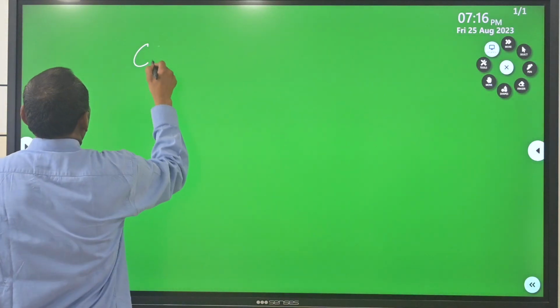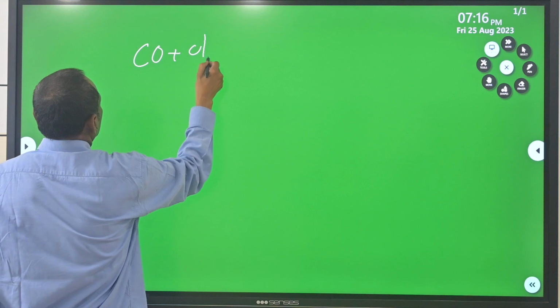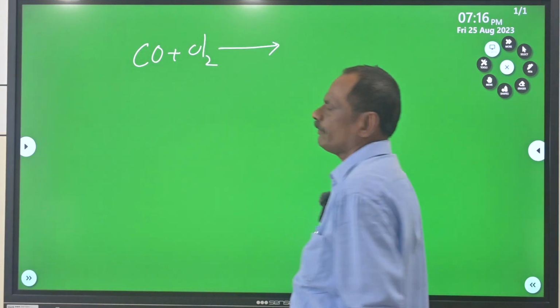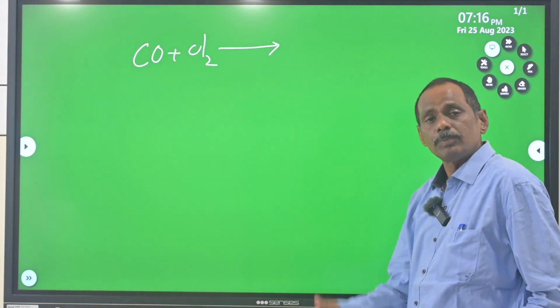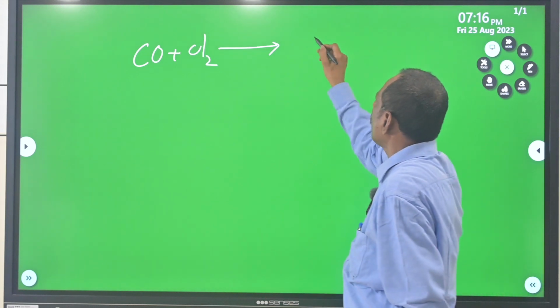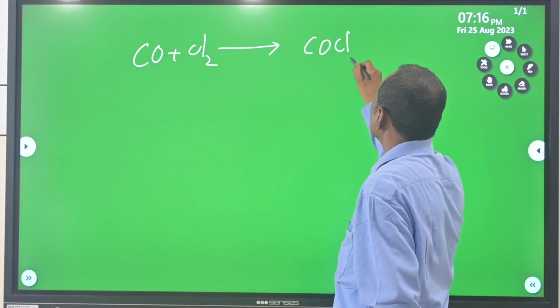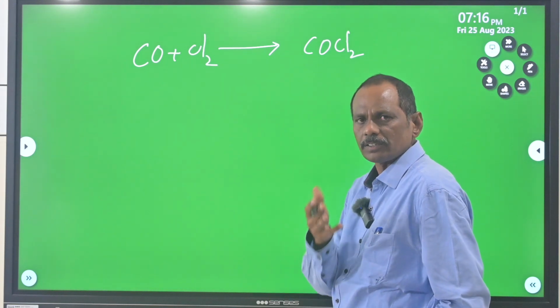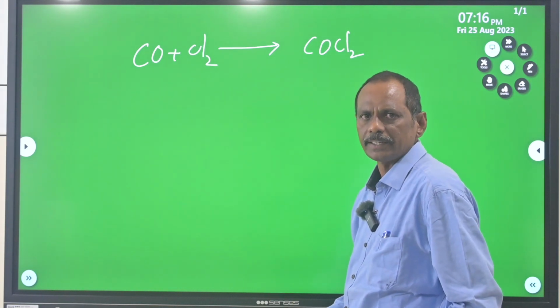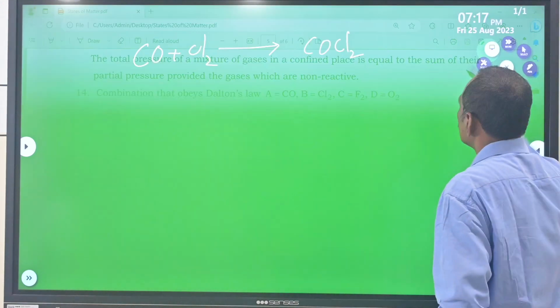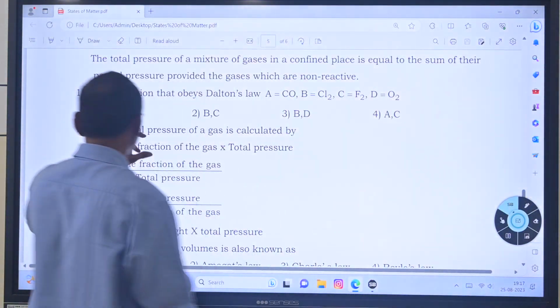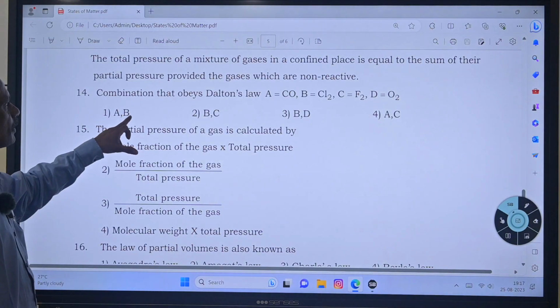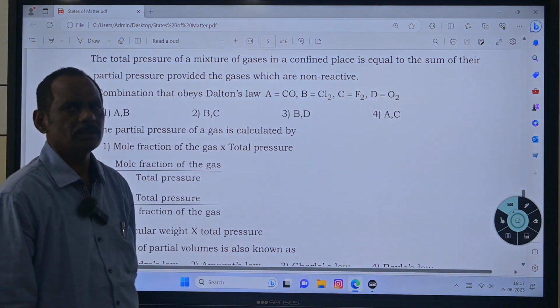Carbon monoxide and chlorine. If carbon monoxide and chlorine are mixed in a flask, the carbon monoxide reacts with chlorine and it forms carbonyl chloride. So carbon monoxide and chlorine are reacting gas mixtures. Dalton's law is not applicable for reacting gas mixtures. Therefore, Dalton's law is not applicable for A plus B, carbon monoxide plus chlorine.